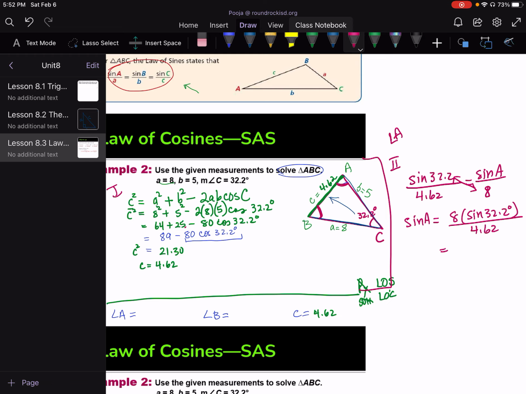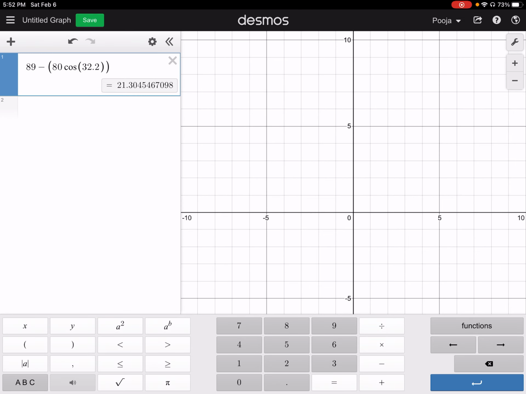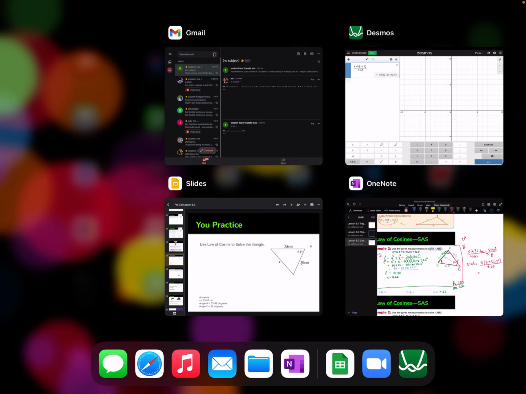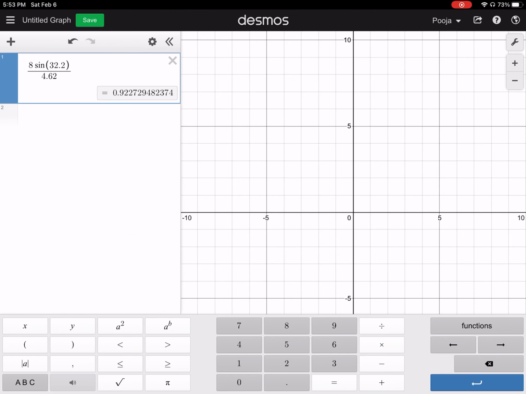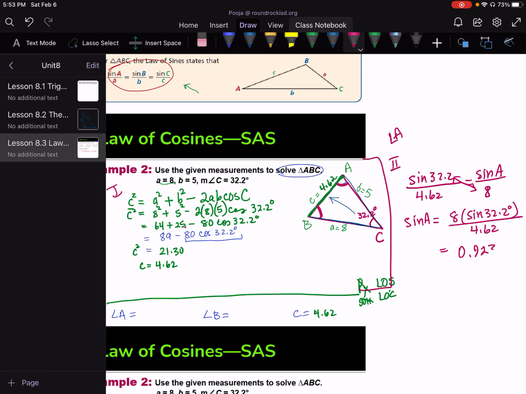So let me go and find that. Divided by 4.62, I believe, right? 4.62, yeah. And that turns out to be 0.923. I'm rounding it to 3 places. So 0.923. And again, this is not angle A. This is sine of angle A.